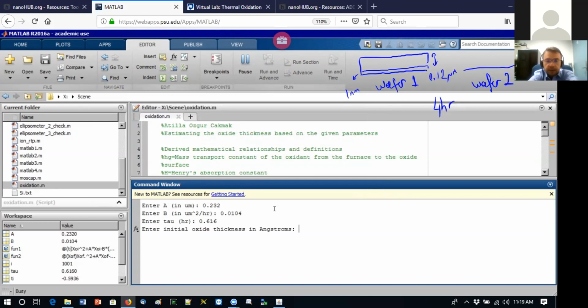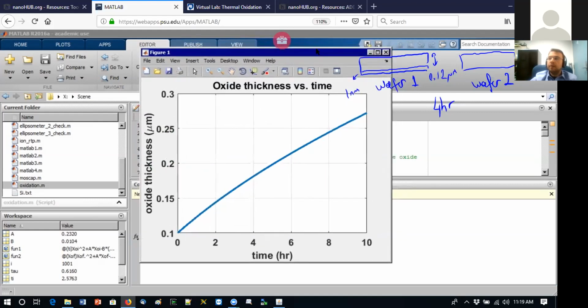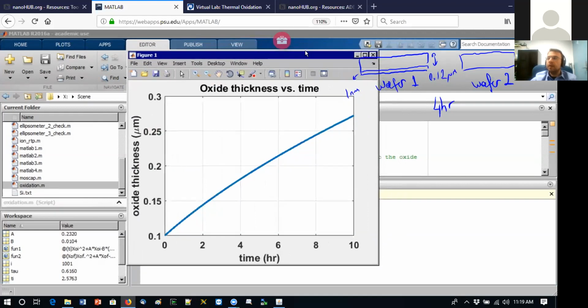I will say I already have a 100 nanometer oxide. Let's draw it. I also have a 100 nanometer initially here, or 0.1 micrometer. Okay, hitting enter, and then I end up with this. Are we all on the same page? No?